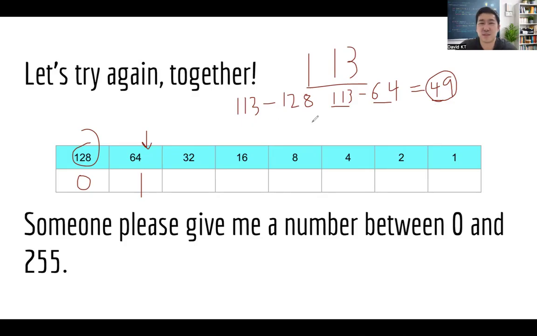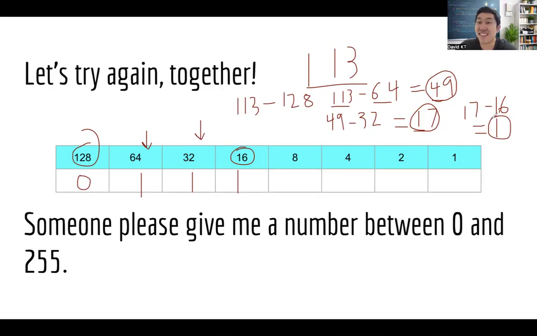Now, the next number is 32. So 49 minus 32. Can we do that without going into the negatives? Yes, we can. So we put a 1 here. This is 17. So the new number to work with is 17. Now, what's the next one here? 16. 17 minus 16. Can we do that without going into the negatives? Yes, we can. So we put a 1 here. Our new number to work with is 1.